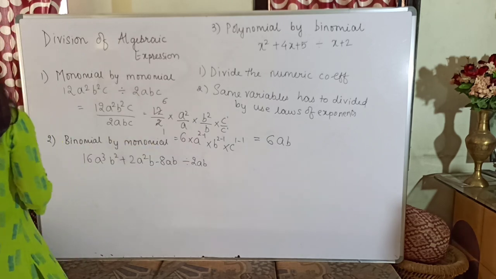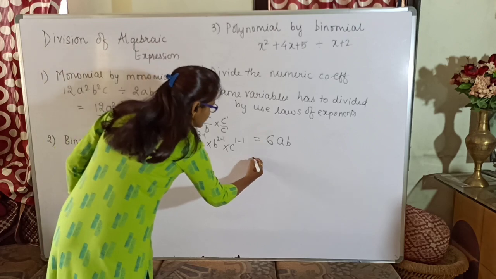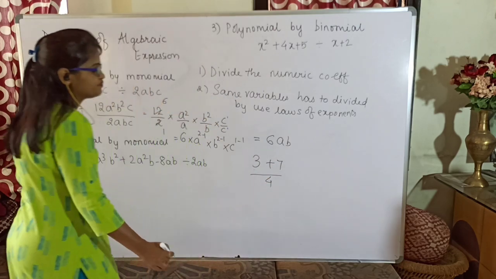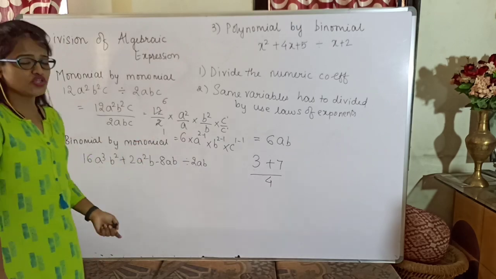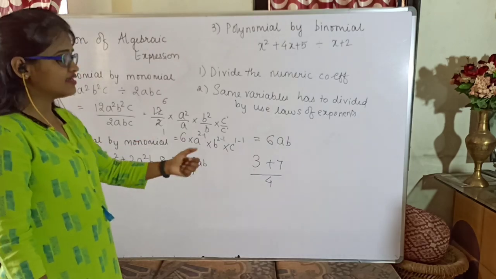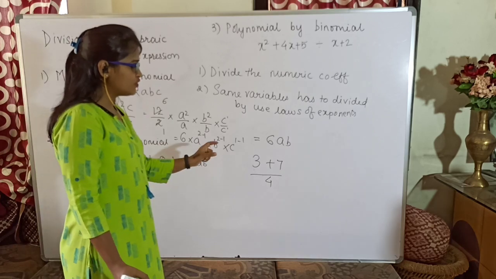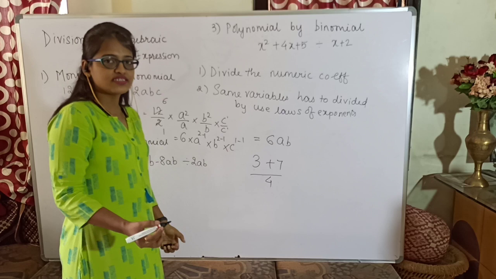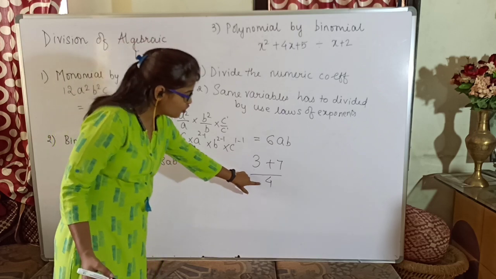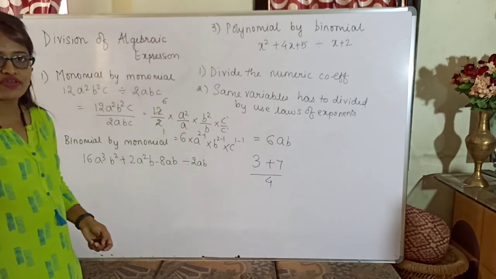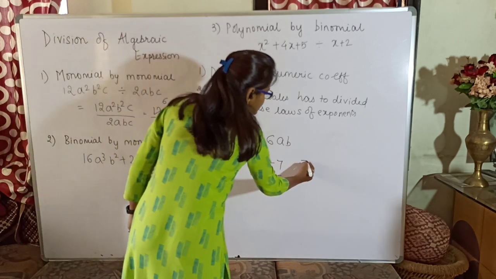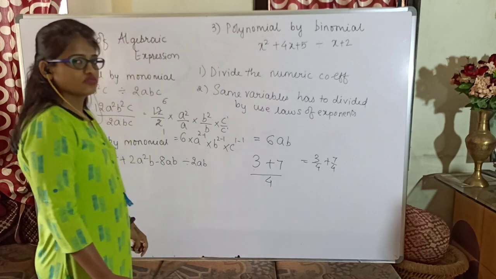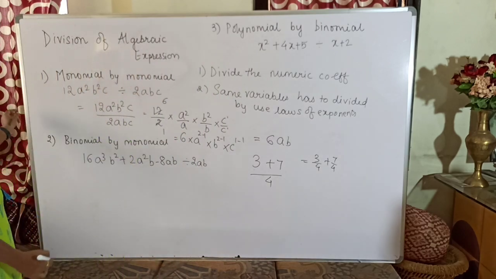See, whenever we have to divide, suppose the term is 3 plus 7, which has to be divided by 4. Usually you can add 3 and 7 and directly write down 10 by 4. But what if I don't want to add them and I want to write their denominator separately? It means 4 is the common denominator for both of them. So I can write it like this: 3 by 4 plus 7 by 4. Yes or no? So similarly you have to apply it here.